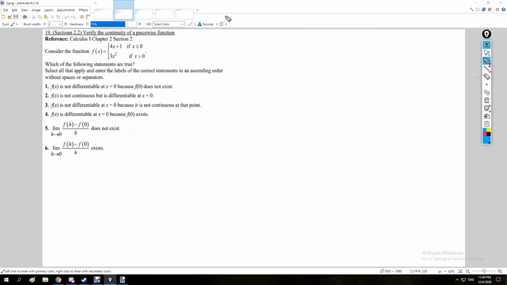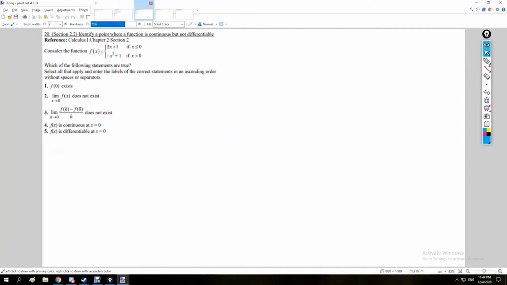Moving on to question number 20. Again, we are given a function f of x and we are given a bunch of statements. So first of all, statement number 1 says f of 0 exists, this is true. F of 0 is equal to 2 times 0 plus 1, which is just equal to 1. Statement number 2 says that the limit as x approaches 0 of f of x does not exist.